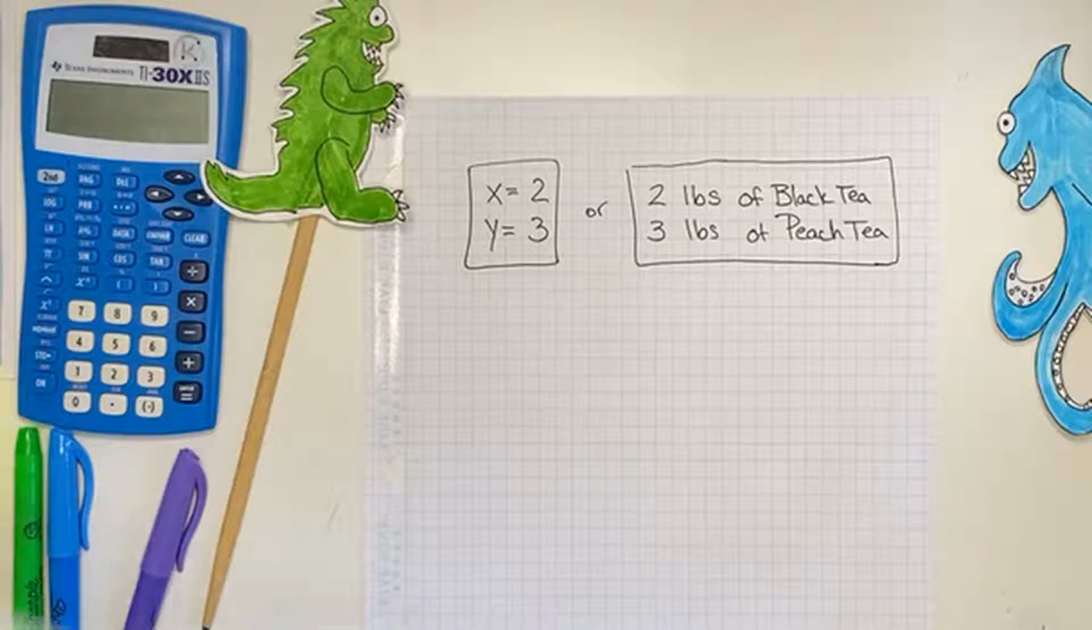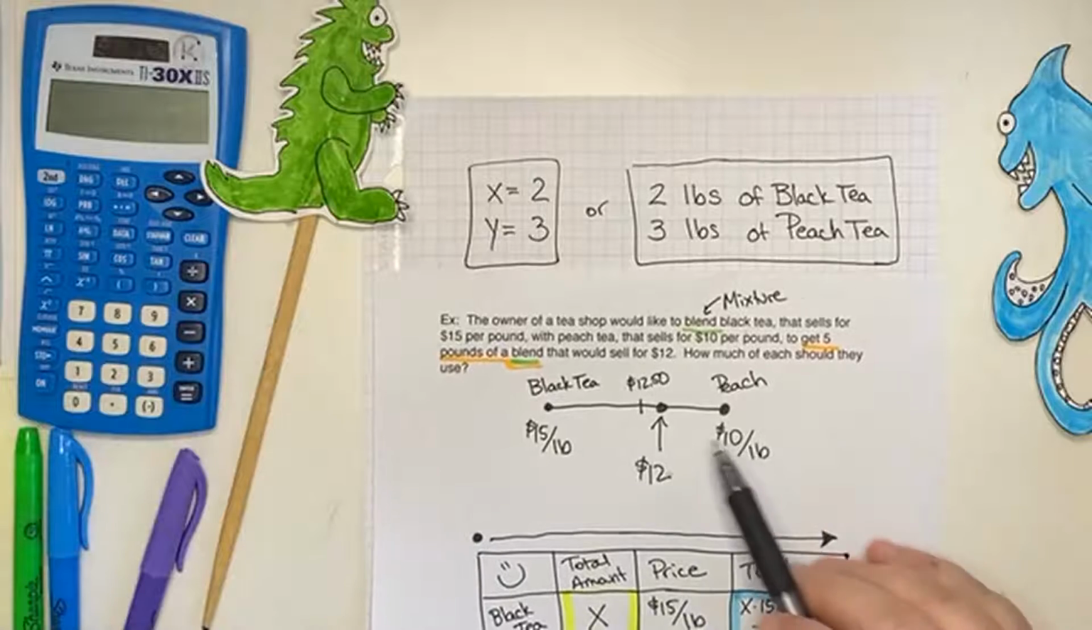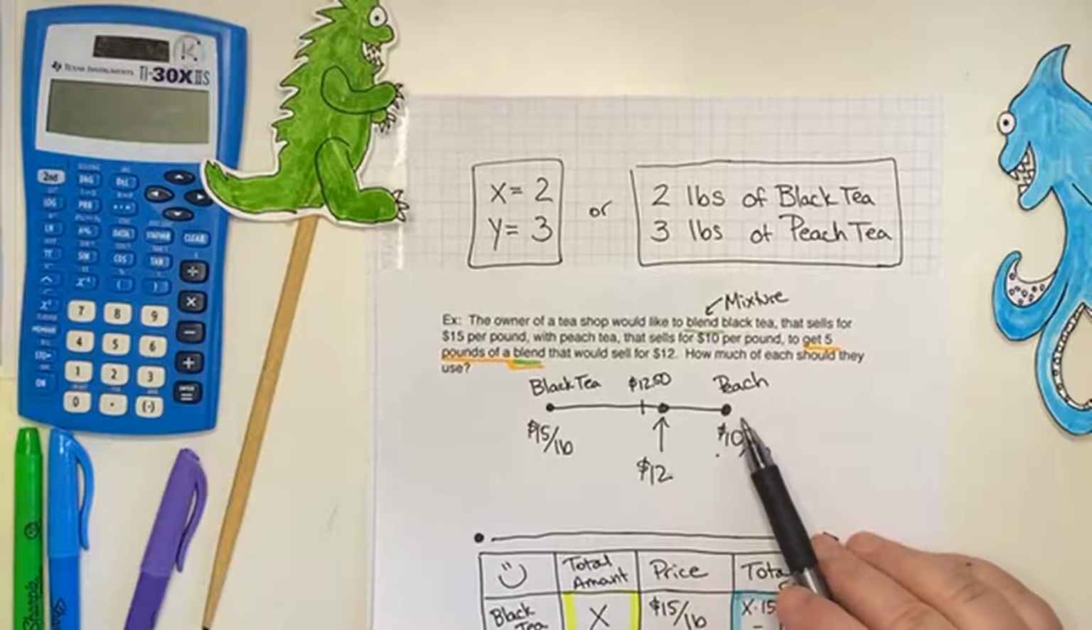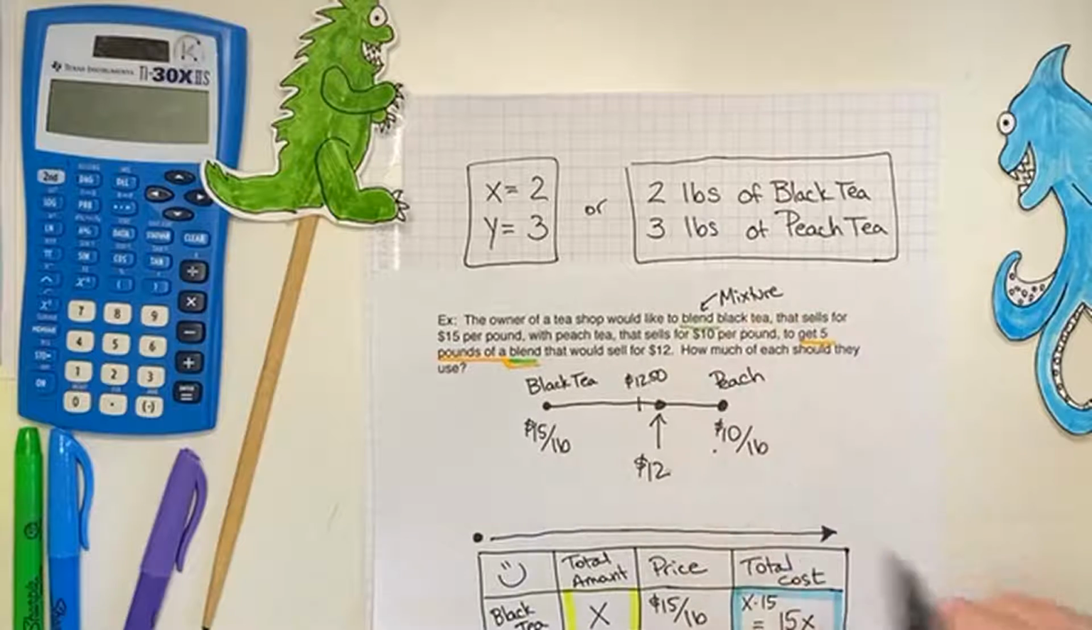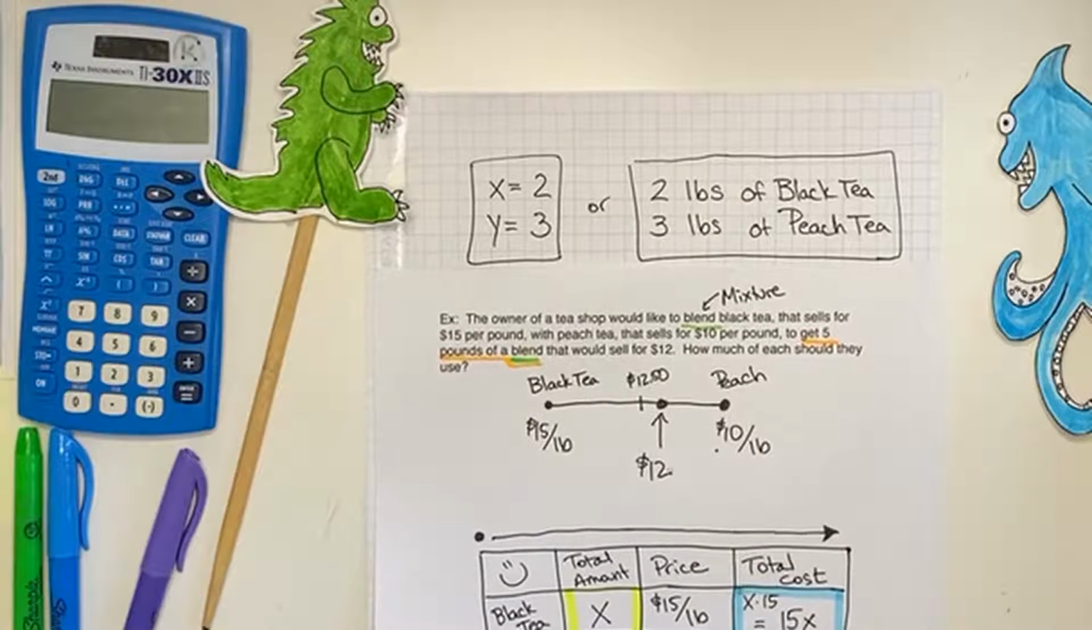And let's take a look. Does it make sense? We predicted more peach tea because it's slightly closer, less black tea. Did we get more peach tea and less black tea? We did. Oh my gosh.